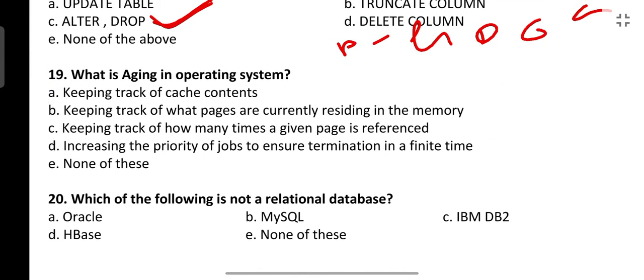Next is, what is aging in operating system? Aging is a very simple concept to increase the priority of a job. So let's see the options. A is keeping track of cache content. No. Keeping track of what pages are currently residing in the memory. No. Keeping track of how many times a given page is referenced. No. Increasing the priority of jobs to ensure termination in a finite time. This is the correct answer. So option D is the correct answer for aging.